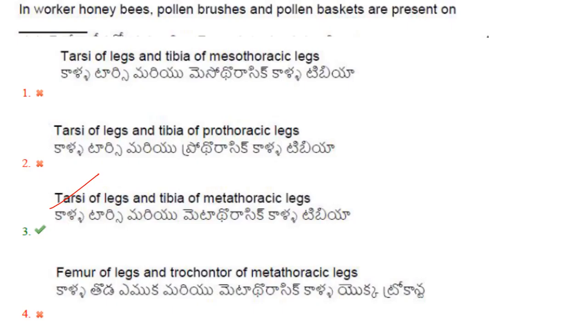Coming to the first question. In worker honeybees, pollen brushes and pollen baskets are present on. So these are structural arrangements that are used by bees to collect pollen. They are present in tarsi of legs and tibia of metathoracic legs. Answer is option 3.